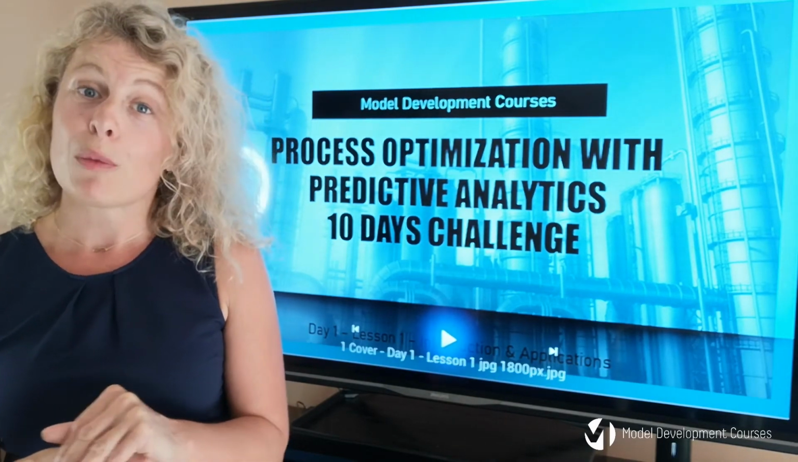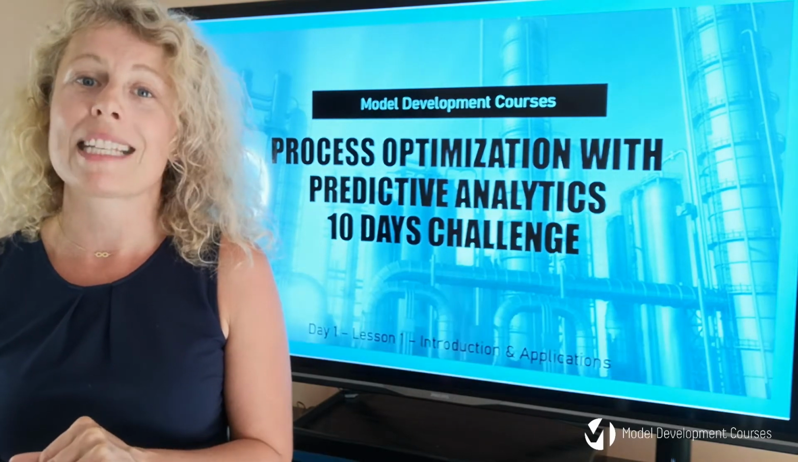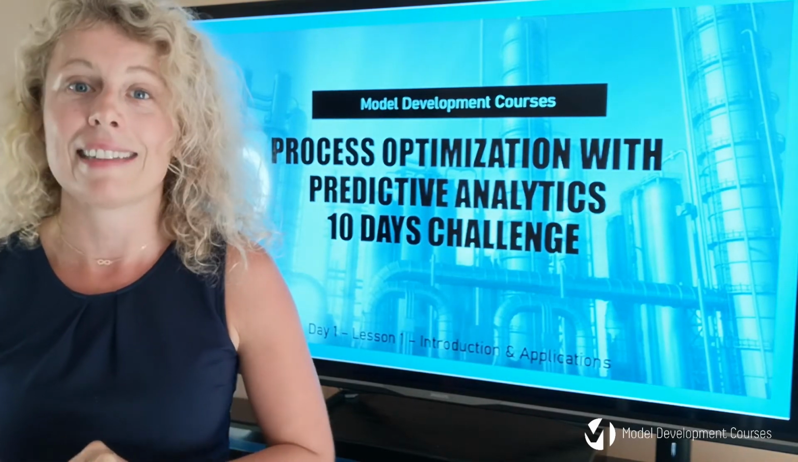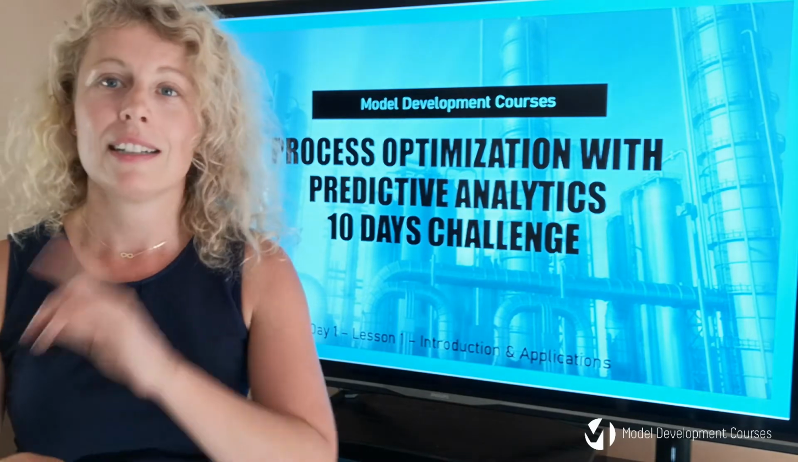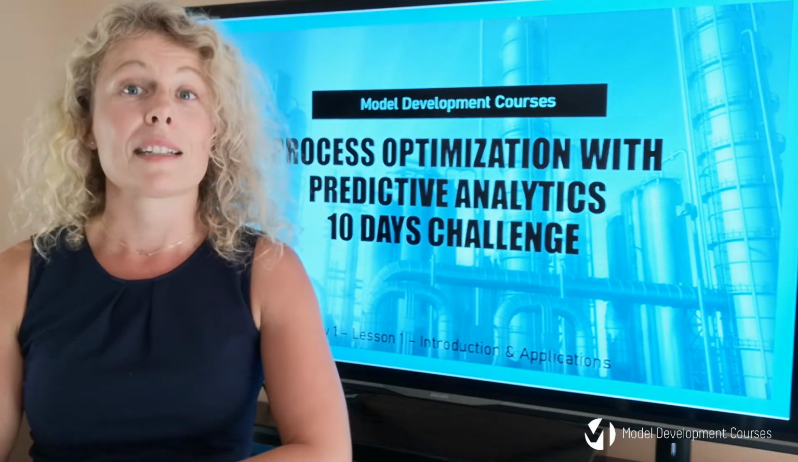And this is all that we learned with the course Process Optimization with Predictive Analytics 10 Days Challenge. This is a short excerpt from it.